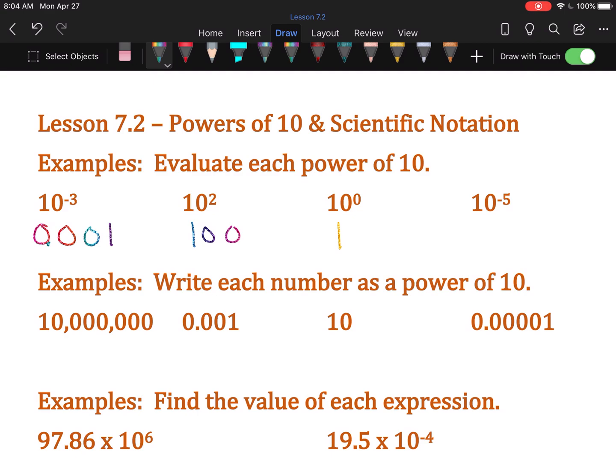And 10 to the negative 5, again, that means I'm going to put 5 zeros before 1. So 1, 2, 3, 4, 5, and then my 1. Putting a decimal point in between the first two. So we have 0.00001. And that is 1/100,000th.